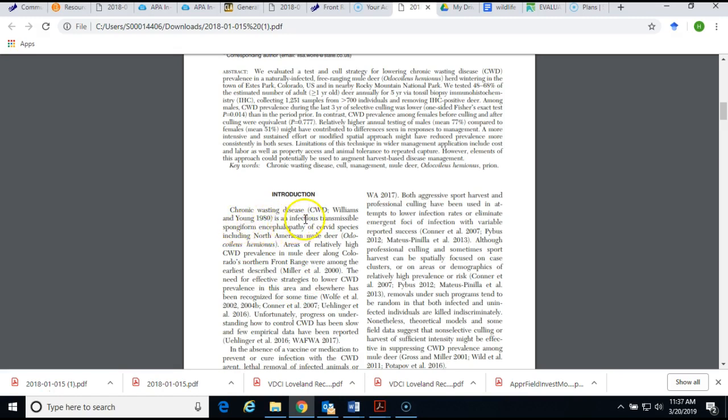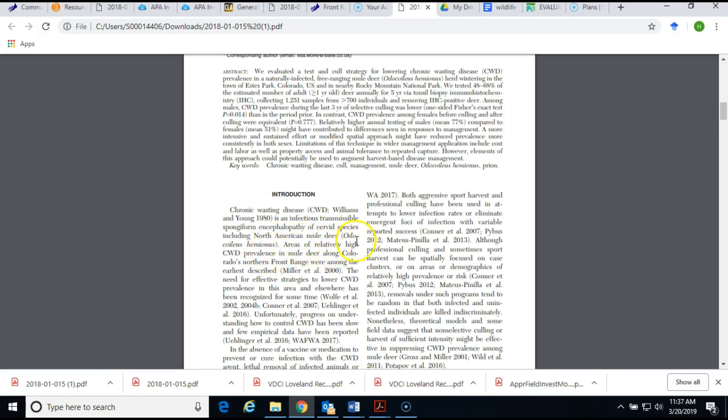So chronic wasting disease, known as CWD, and what this is saying is that this group, somebody with the last name of Williams and somebody with the last name of Young, in 1980 are the ones who named this disease. Okay, so that's referring to their publication where they're naming the disease. So even that is not considered common knowledge. So chronic wasting disease is an infectious, transmissible, spongiform encephalopathy of cervid species, including North American mule deer, Odocoileus hemionus.